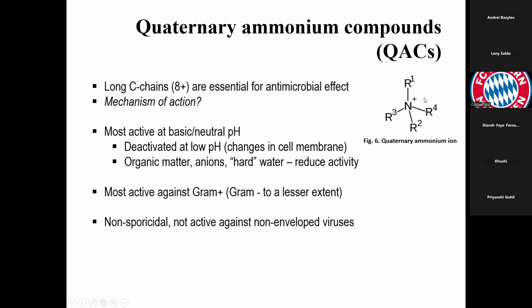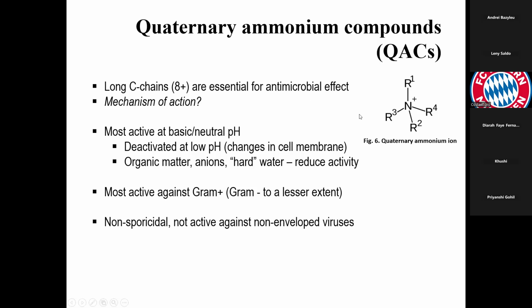You need to memorize a couple of things. The mechanism of action: the quack uses the positive charge of the nitrogen in the middle to attach to the cell wall or the cell membrane of the bacteria. Once it attaches, based on this positive charge, long C chains making up these side chains are responsible for disrupting the cell membrane. That's why they have to be at least 8 carbons long, because if they're shorter, they will not interact with the cell membrane efficiently.